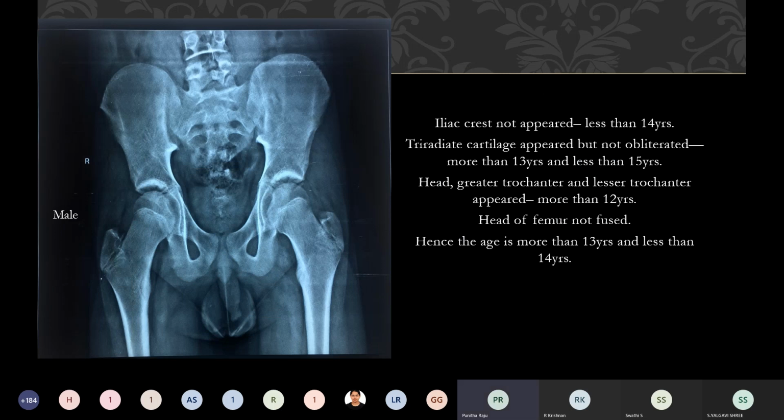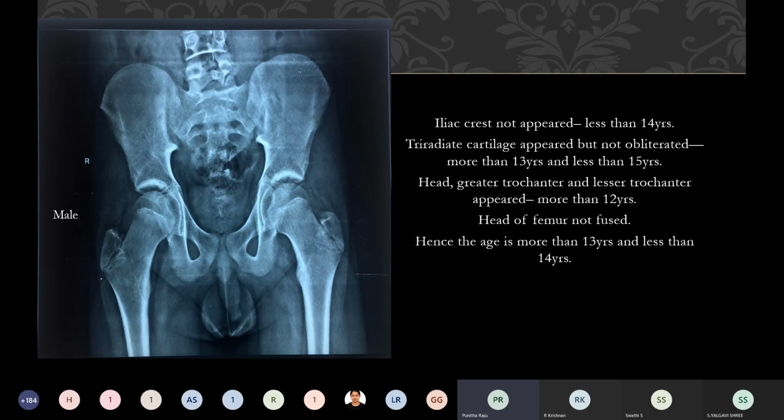So now we will go for the age estimation. In this X-ray, you can see the hilea crust, the topmost part. That is the hilium. If the hilea crust has appeared, it looks like a cap-like structure. I'll show in the next few slides how the hilea crust appears. Here it has not appeared. That is the reason the age is less than 14 years, because the hilea crust appears at the age of 14. So here it has not appeared.